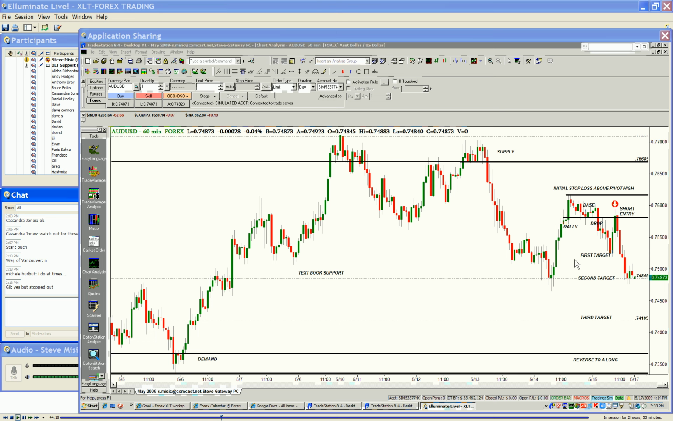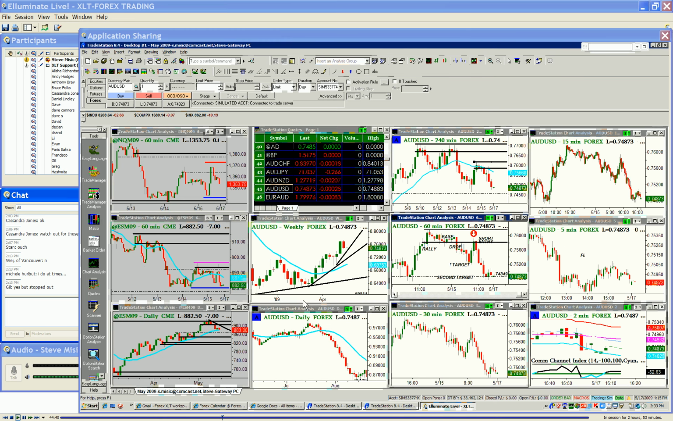And as you can see, there's really nothing across from it. It just happened to turn. And your second target, of course, is any place where you found support in the past based on these pivot lows. You found some rallying here. You already bounced once off of here. And then you've got your demand level where you'd probably want to take this trade off. Okay? So that's the Australian versus the dollar.